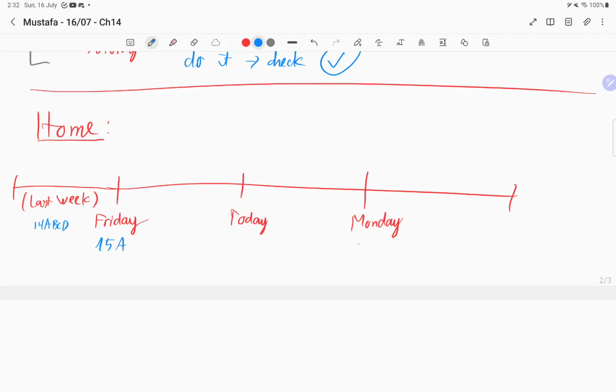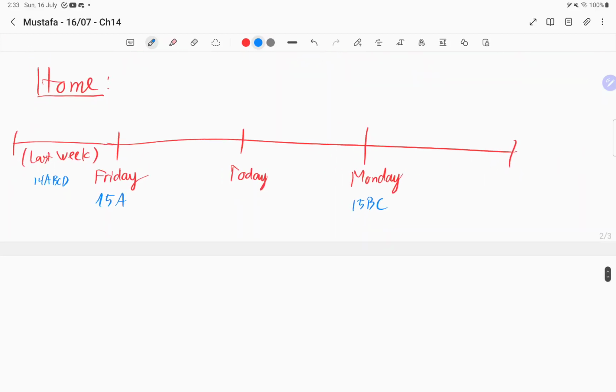Let's say Monday, assuming how many chapters do you go through per day? Last week I went through like 4 chapters. But how many per lesson? Probably like 1 or 2. Okay, so you can safely assume that because you went to 15A on Friday, you're going to 15BC on Monday. Fair? If it's 1 or 2, assume the higher one. 15BC. Now this is what I want you to do today. This is steps 1, 2, and 4.